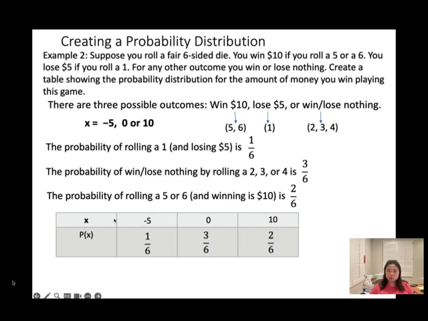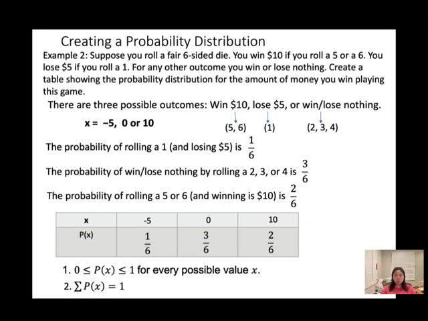And double check with the requirements. First, x has to be a numerical outcome. Good. And each of the probabilities has to be between 0 and 1. And last, when you add up all the probabilities, it has to be equal to 1, right? So that will be 1 plus 3 plus 2, which is 6 over 6, which is equal to 1. Okay, it fulfills all the requirements for a probability distribution. So this is a discrete random variable with its probability distribution.